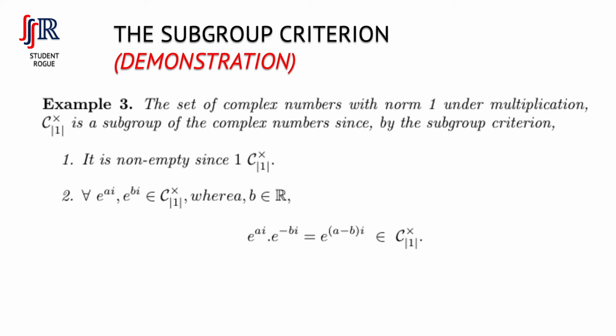Well, that product gives us e to the a minus b times i, and a minus b is a real number, and e to the any real number times i is a norm 1 vector. So this actually follows, so we're done. This demonstrates that this is in fact a subgroup of the complex numbers under addition.